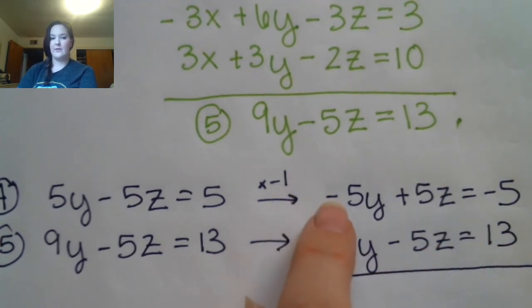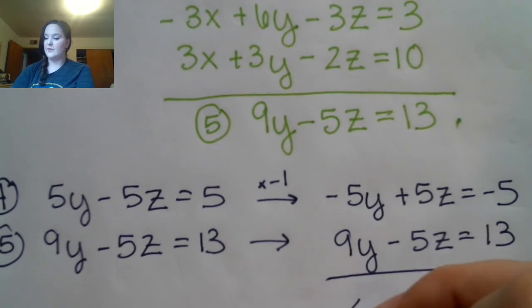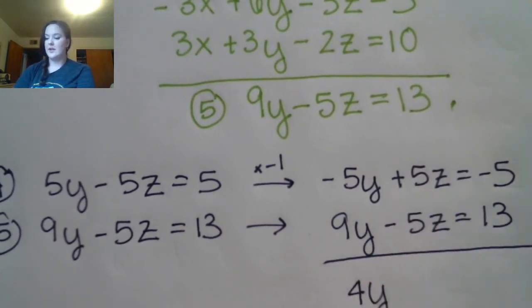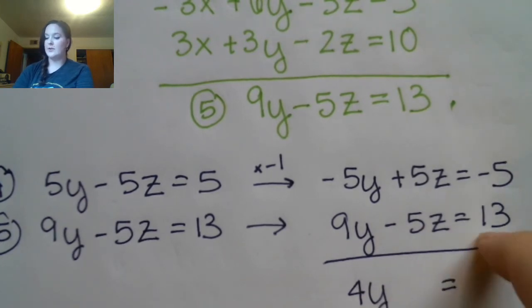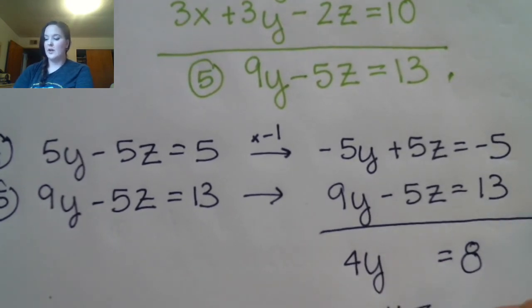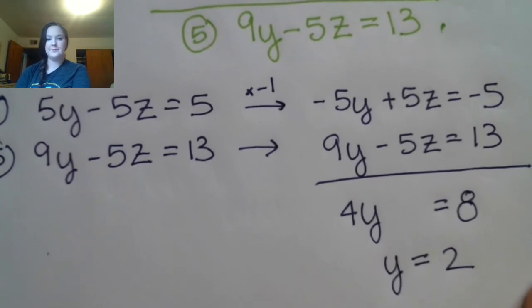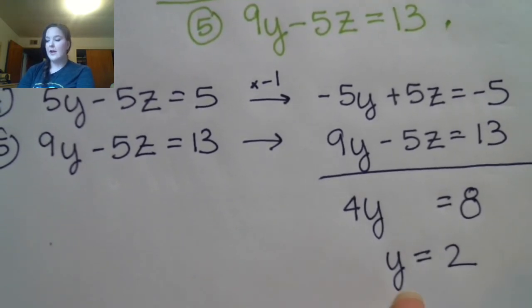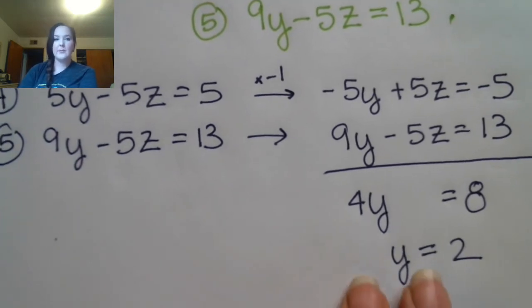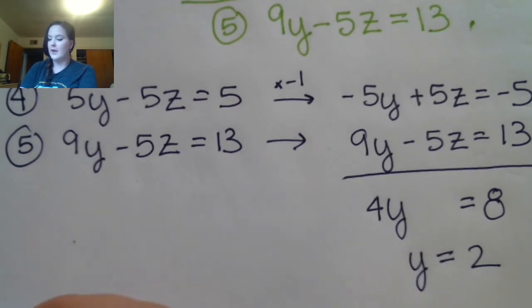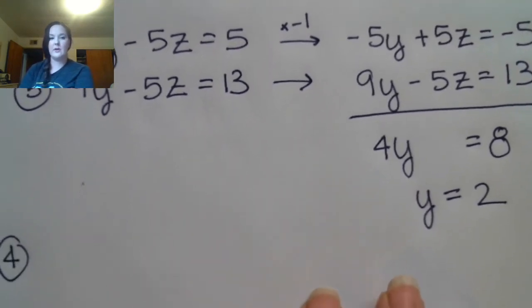Now -5y plus 9y is 4y. 5z plus -5z is 0. 13 minus 5 is 8. So I can finish solving this by saying y is 2. Now that I have the value for y, I can plug back in to equation 4 or 5 to find the value of z. So I'm just going to plug into equation 4.